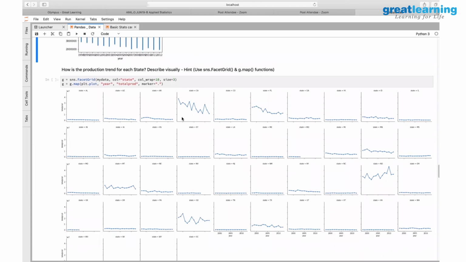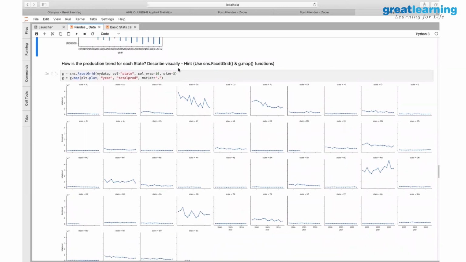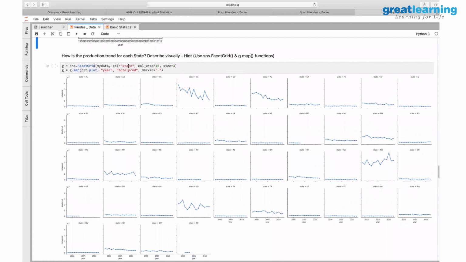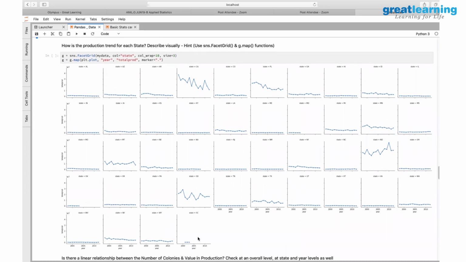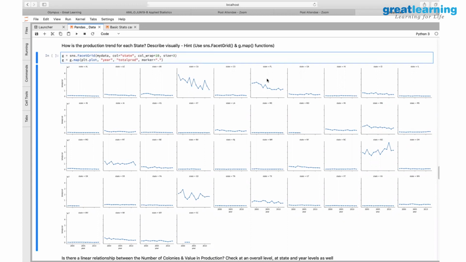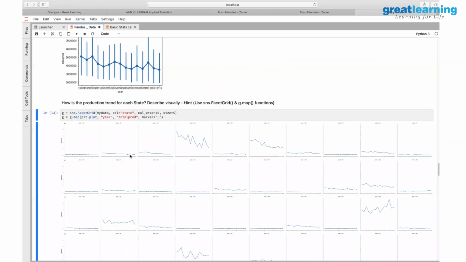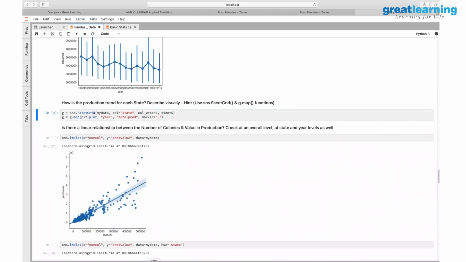Now the last question. How is the production trending for each state? We'll just take the production variable again. Here I talked about facet grid, right? Facet grid helps you create this grid structure. I can define how many graphs I need to create in one row, which is column wrap. The column wrap I defined at 10 and size is 3 by 3, which is the size of each map. That's how it defines. If I change that, now the grid size changes. It has become even smaller. It is getting different values. If I say only 5 columns per row, it creates a different layout.